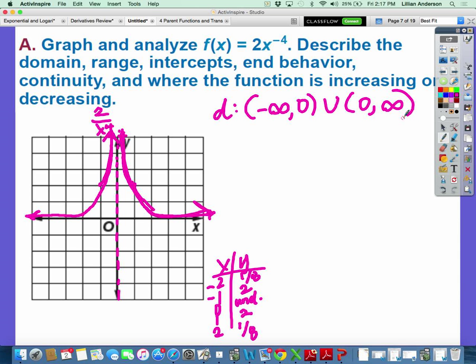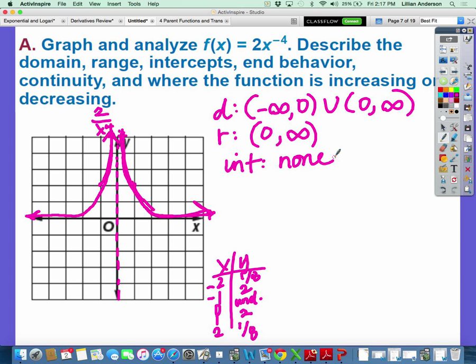What about my range? Raise your hand if you can tell me what my range is here. 0 to infinity, with parentheses. Very good. 0 is not included because remember, it's getting closer to it, but it's not actually going to cross it. There's actually an asymptote there as well. What about my intercepts? None. Because if I can't cross my y and I can't cross my x, I can't have an intercept.